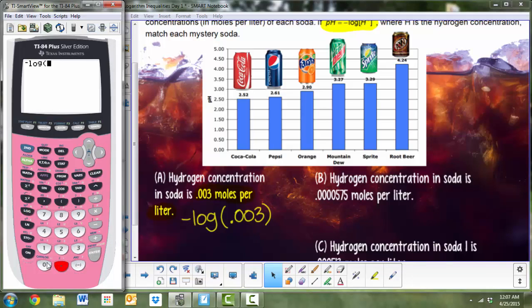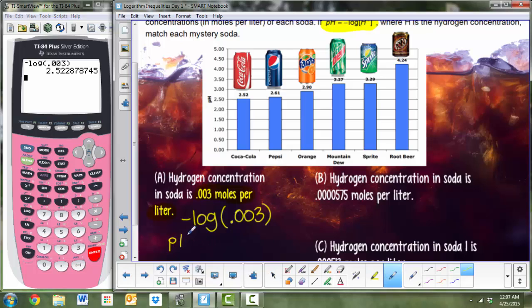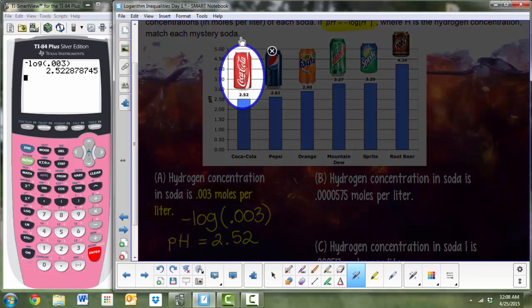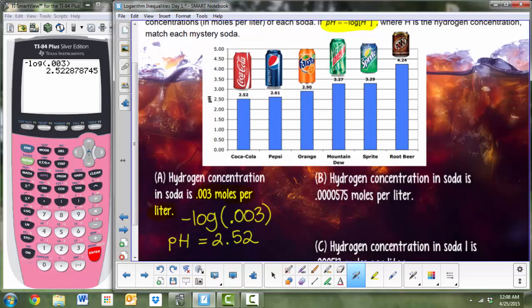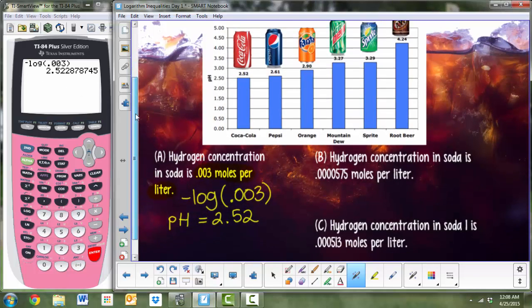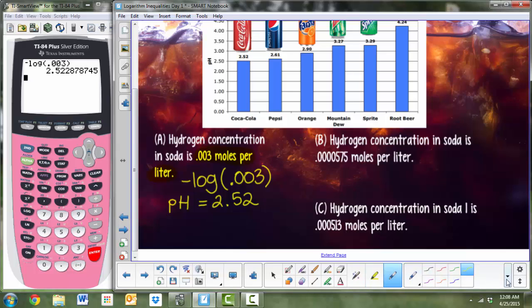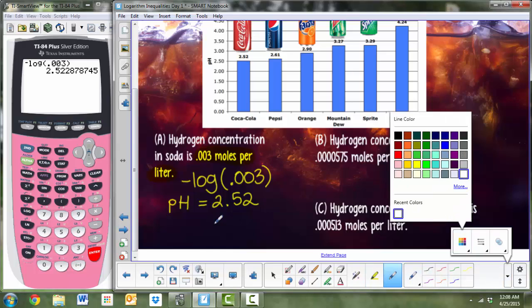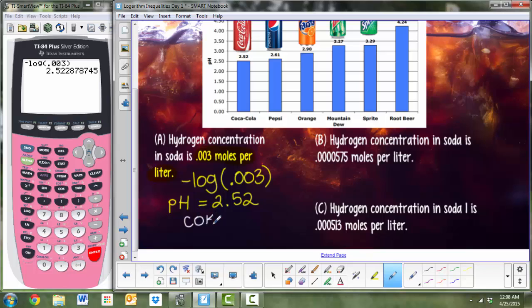So negative log 0.003. Yep, it's that easy. So for this first one, I'm going to have a pH value of 2.52, which is lovely because it matches up with one of my personal favorites right here, Coca-Cola, pH value of 2.52. So that's all you have to say. So letter A, the random soda that we're actually looking for is Coke. A cola.